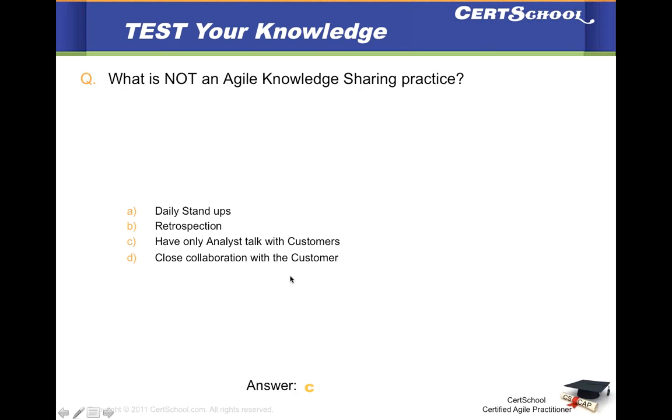Okay, the correct answer is C. Which of the following is not an agile knowledge sharing practice? Daily stand ups, they are definitely knowledge sharing. Retrospection, we just looked at. Having only analysts talk with the customer is not a very good way of sharing knowledge. Close collaboration with the customer is absolutely a very good way of sharing knowledge. So the correct answer is C.